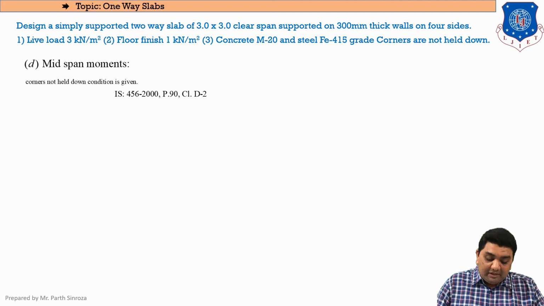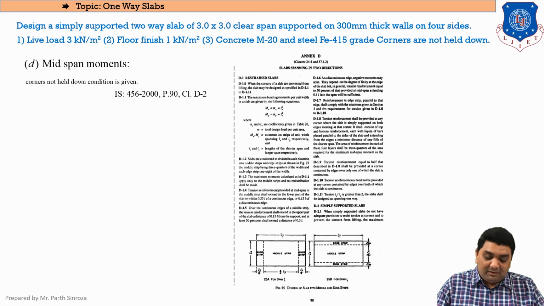So on page number 90 you can see here Annex D is being mentioned, and you can see the title of it. It is given as slabs spanning in two directions. That means this Annex D is specifically written for two-way slabs, and as we are dealing with two-way slabs, it is very important to visualize and to know the concepts used in this page. So here you can see D1 is mentioned as restrained slabs and D2 is mentioned as simply supported slabs.